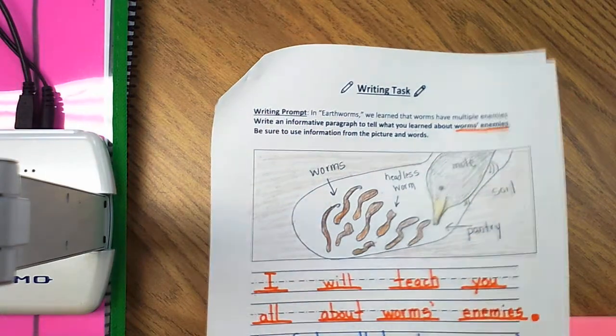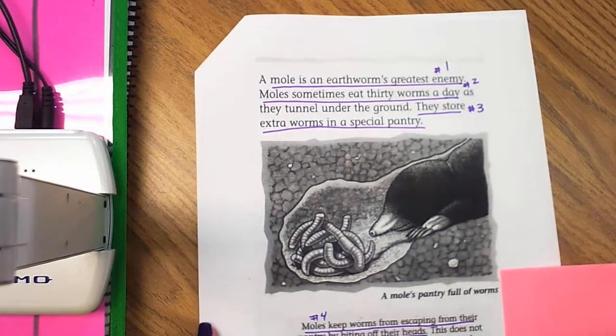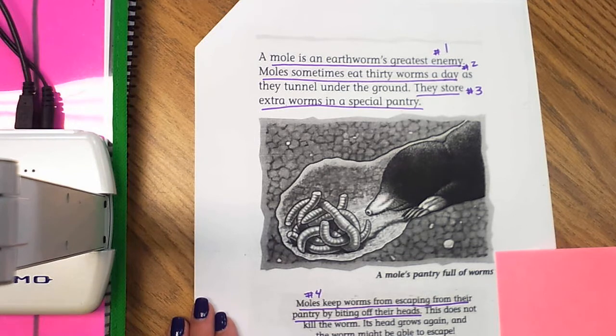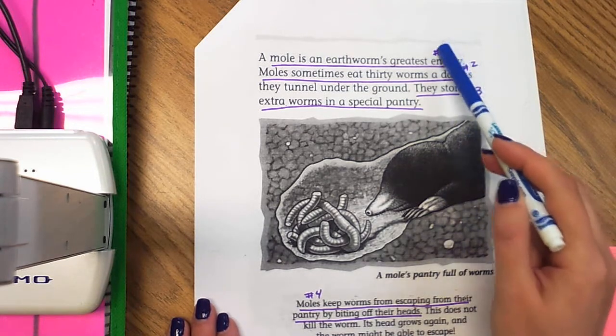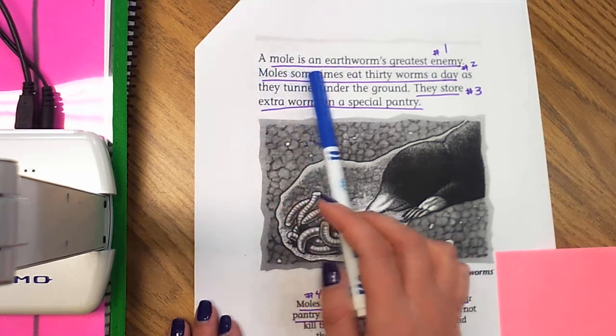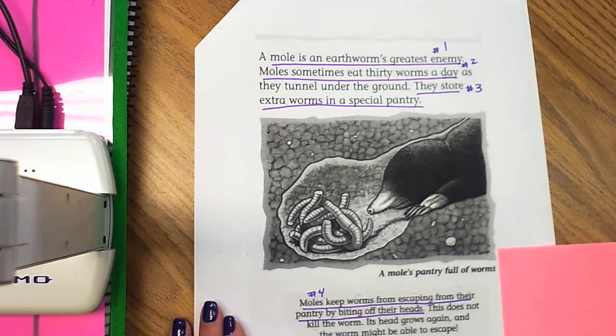So I'm going to go back to my text because I want to make sure that I am accurately or correctly picking facts to include. So here's the page that I learned all that I know about moles as being one of the worm's greatest enemies. And I've already underlined and labeled 4 different facts that I can teach my reader. I'm going to pick 2 of them. The first one says, a mole is an earthworm's greatest enemy. I definitely want to teach that to my reader. They need to know that a mole is very dangerous to worms.